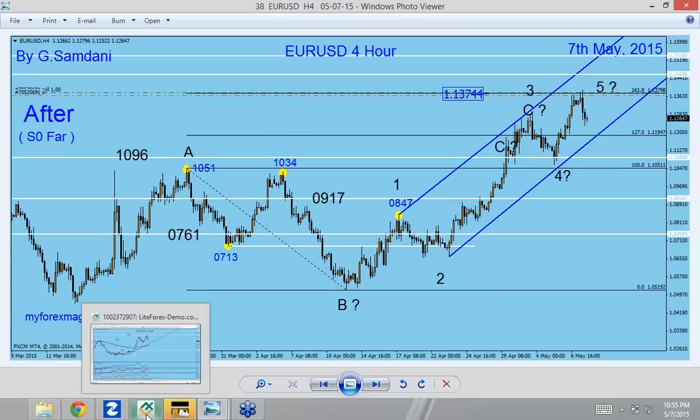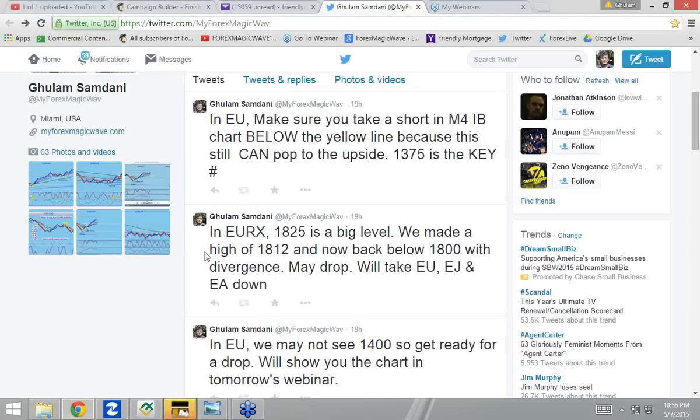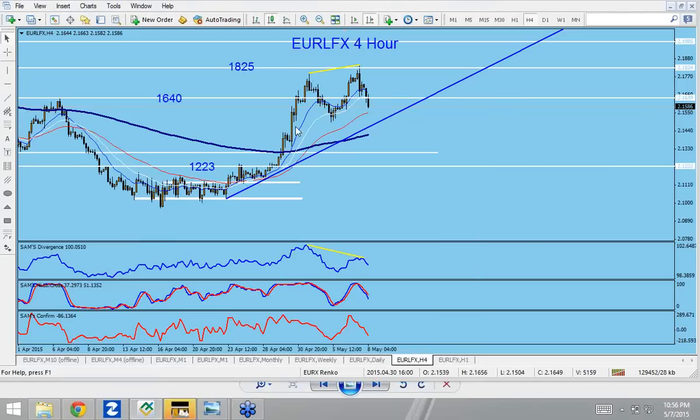And also let me show you that when I said the Euro Index is dropping, what it means by that is this. Remember the Euro Index dropping from 1825 with divergence. Okay, so you see this line here, it is the number 1825, and once it got there, I saw a very clear big divergence on my indicator, Sam's Divergence.